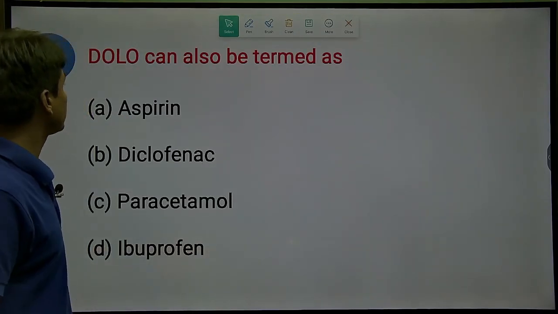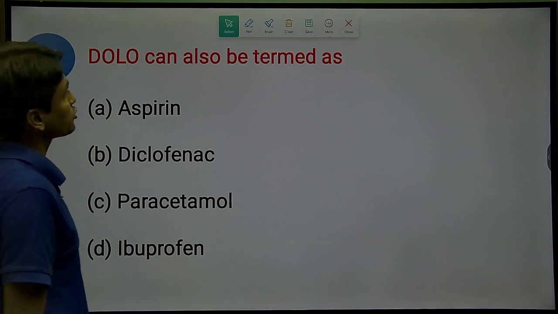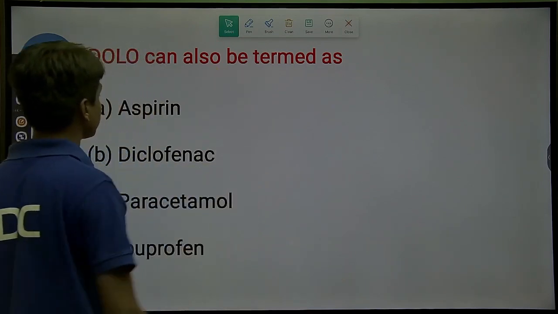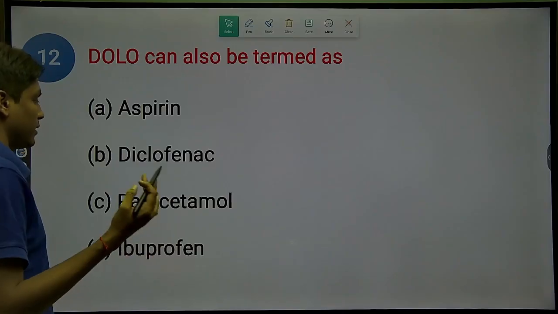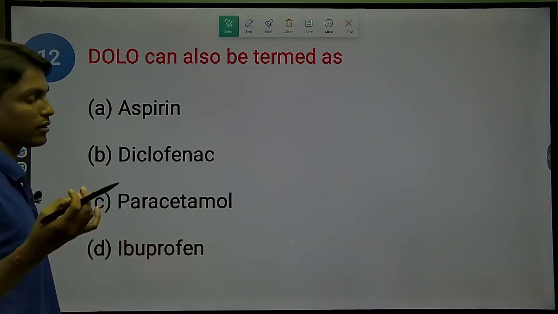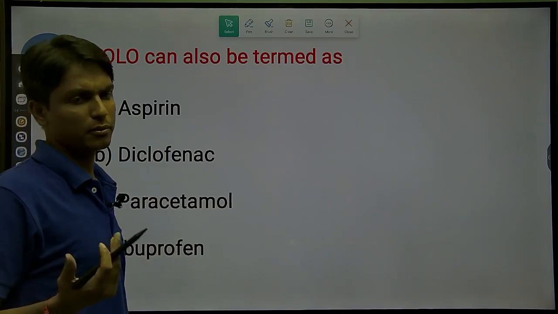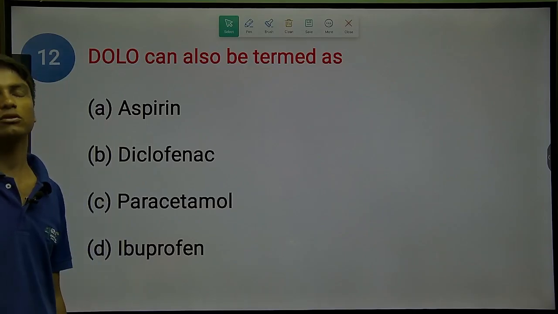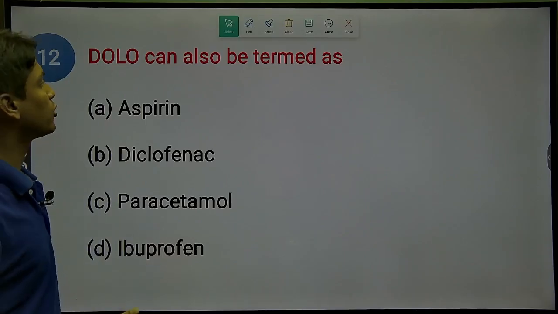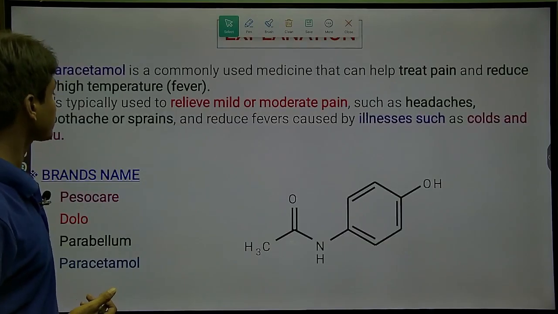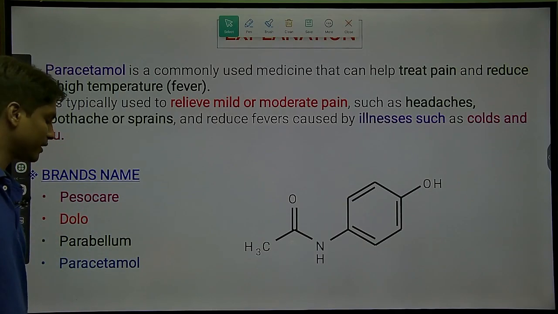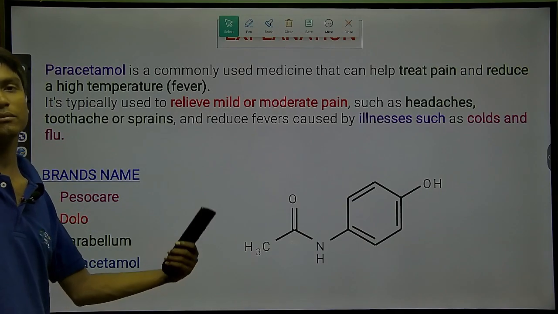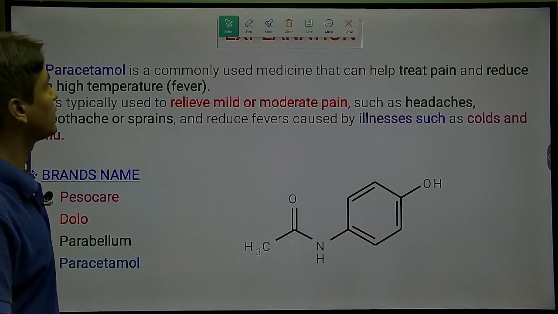Next question. Dolo is nothing but a brand name. It is a brand name for which drug: aspirin, diclofenac, paracetamol, or ibuprofen? We are already familiar with this one. For paracetamol we call it Dolo as a brand name. Other brand names are Pacimol, Dolo, Parabellum, and so on. These are the brand names for paracetamol.